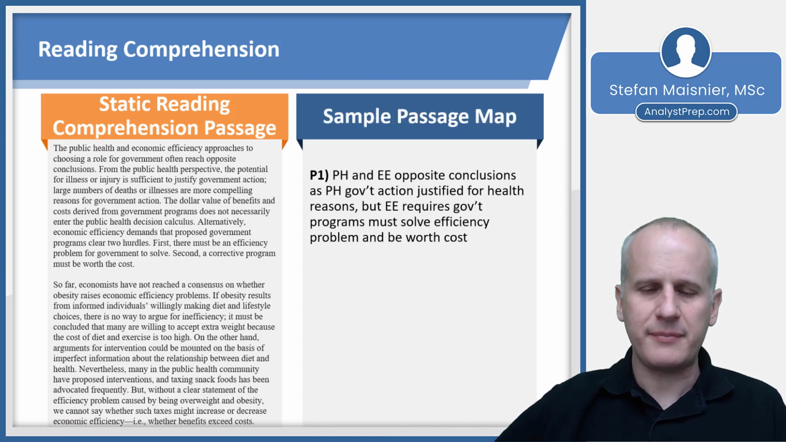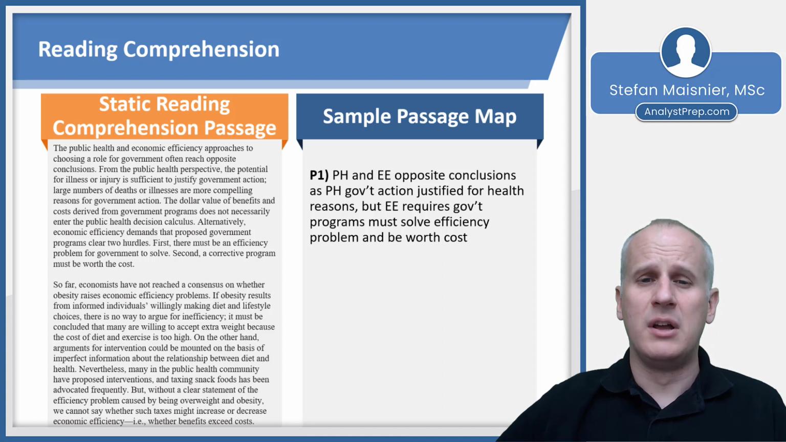So we would read the first paragraph, and we've got: the public health and economic efficiency approaches to choosing a role for government often reach opposite conclusions. And you can see in our passage map, ultimately, we're going to say PH and EE, meaning public health and economic efficiency. But you're not going to write this out in the original while you're reading, because you've got to figure out what the main idea is.